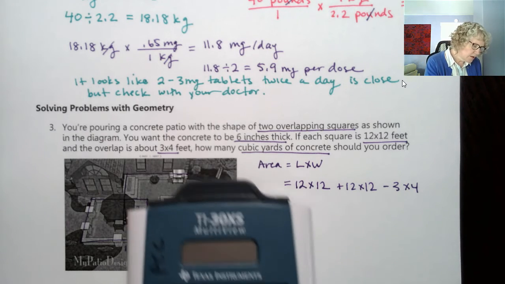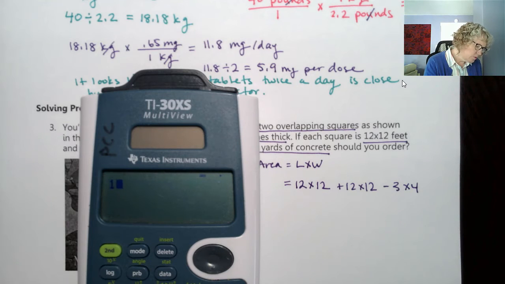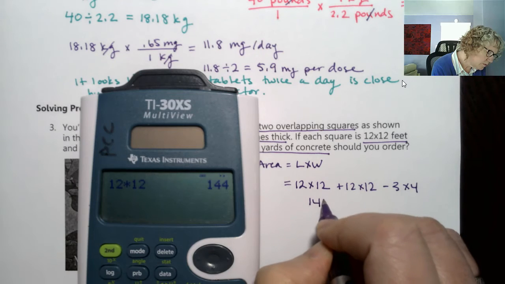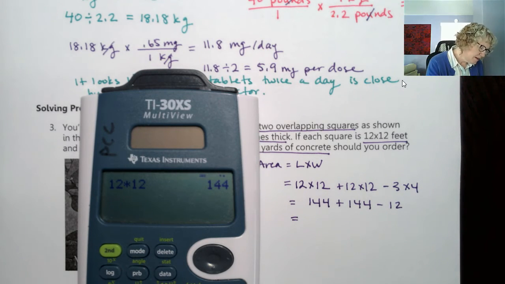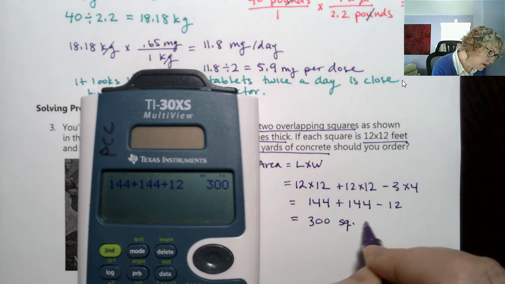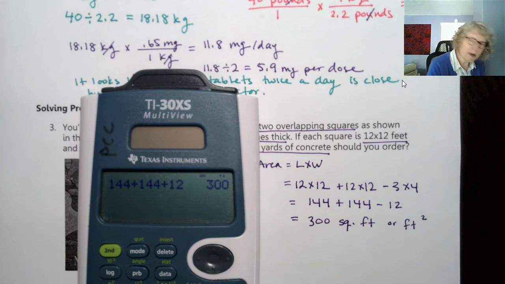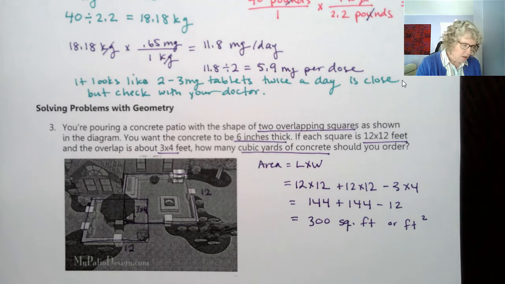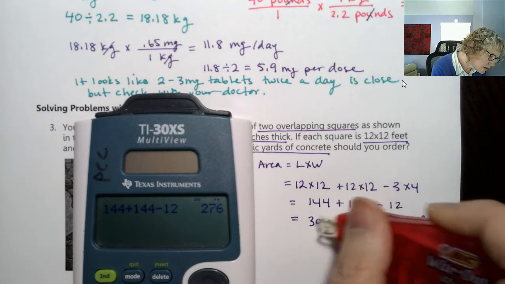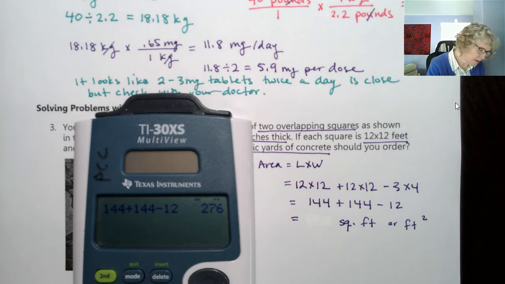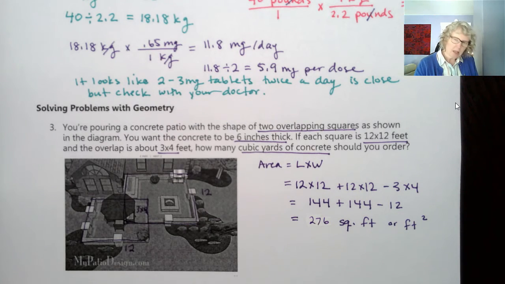Okay, so let's see what we get here. We have 12 times 12, 144, plus another 144, and then that's minus 12, right? A lot of 12s in this question. So 144 plus 144 plus 12 gives us 300 square feet. Oops, sorry, I just caught my error. 144 plus 144 minus 12. I thought that didn't sound quite right. Okay, 276. If you caught that, great job. 276 square feet, or feet squared. You can write it either way.